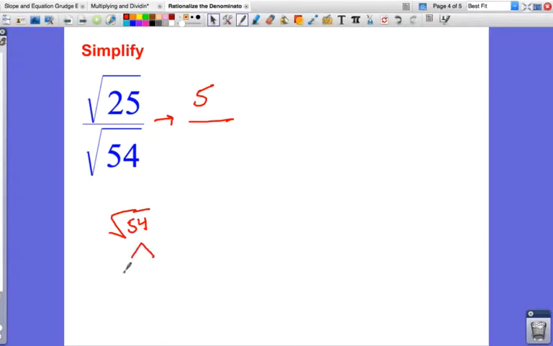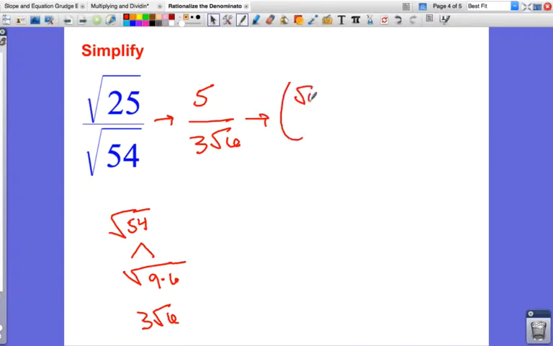Because this is the same thing as the square root of 9 times 6. And 9 is a perfect square. So really, what I have is 3 times the square root of 6. So I have 5 over 3 square root of 6. Now, I want to get rid of my radical in my denominator. I'm only going to multiply by whatever is under the radical. I'm not going to multiply by this 3 here. So when I multiply, I'm multiplying by the square root of 6 over the square root of 6.